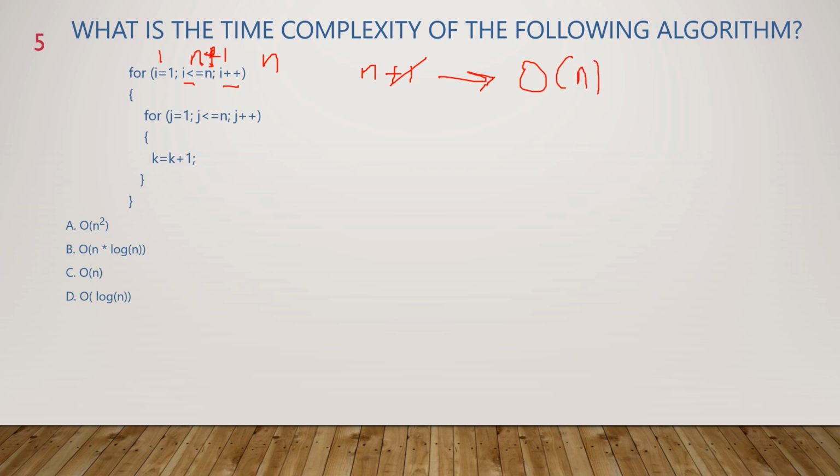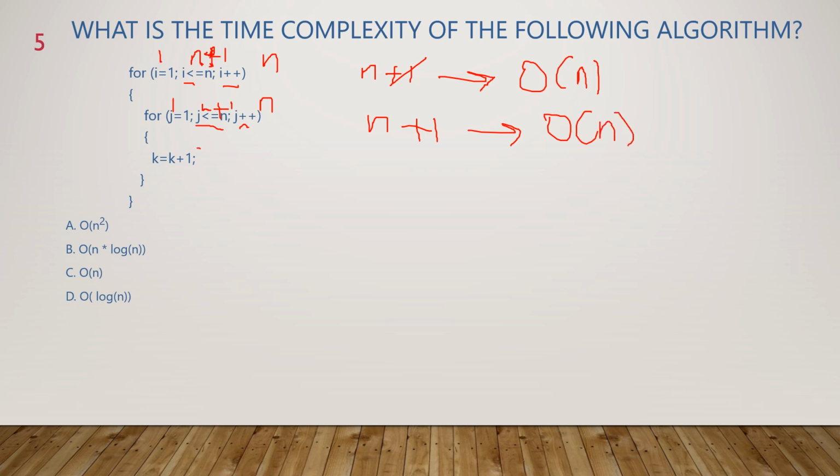This is n plus 1 times. The inner one is also independent and similar. Here is 1, for this one n plus 1, and for the increment n times. Similarly, this is n plus 1 times, and because of this, it is big O of n.